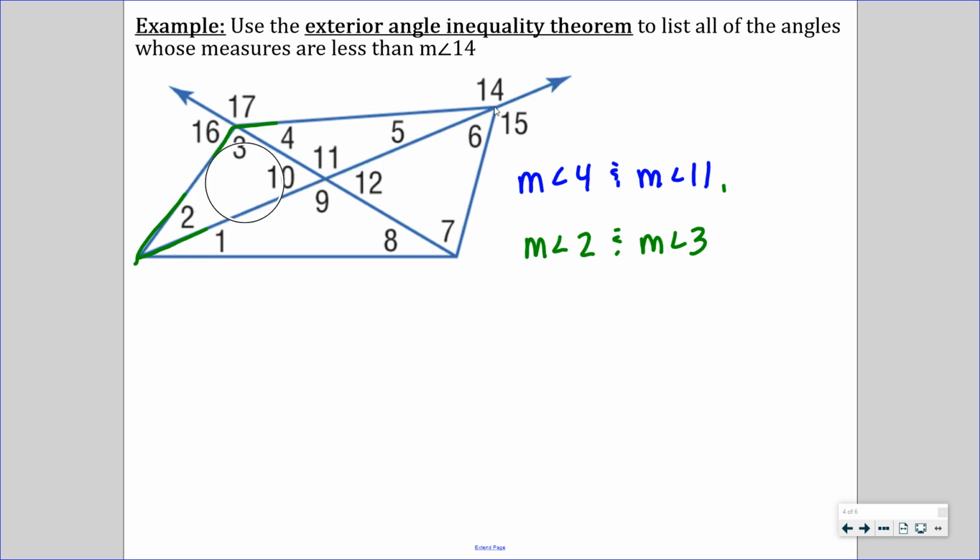Okay. Is 14 an exterior angle to this triangle? No, it's not. The only side it has is this extended side. It doesn't share any other sides of the triangle. Not an exterior angle. Okay. Any questions on that one, folks?